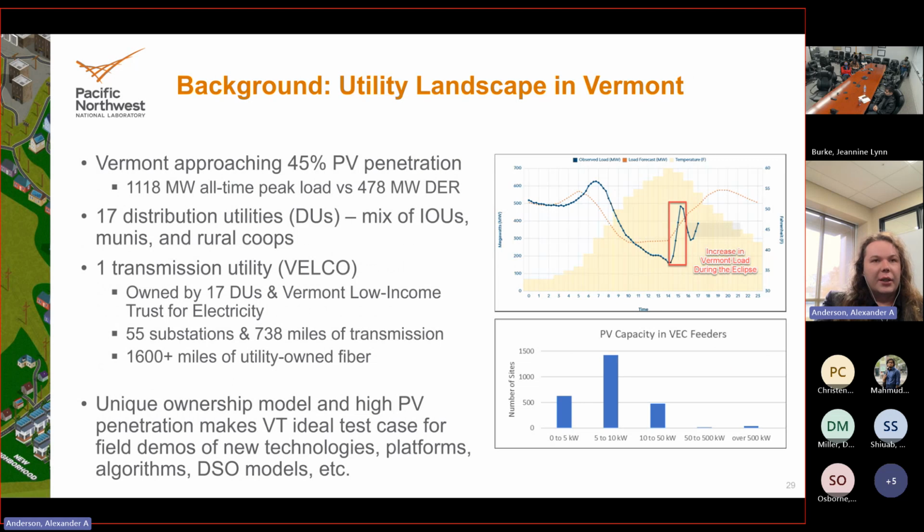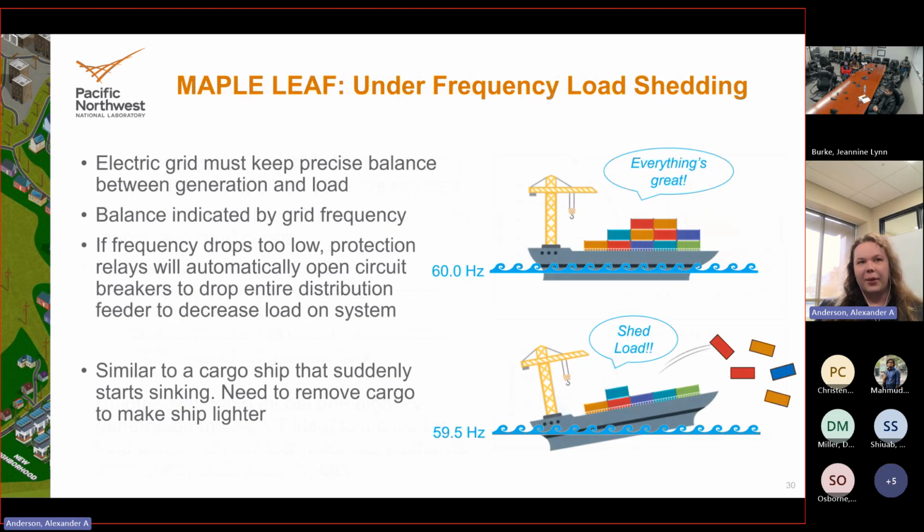The first project that we have, being Vermont, maple syrup is a big thing. They love maple trees, all of that. So we have 3 projects ongoing between us, Oak Ridge, and the utilities there: Maple Leaf, Maple Branch, Maple Root. So the first one is looking at under-frequency load shedding.